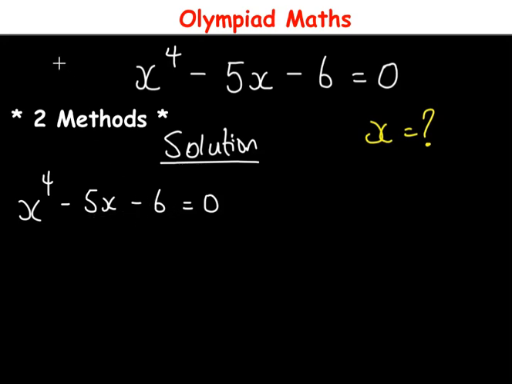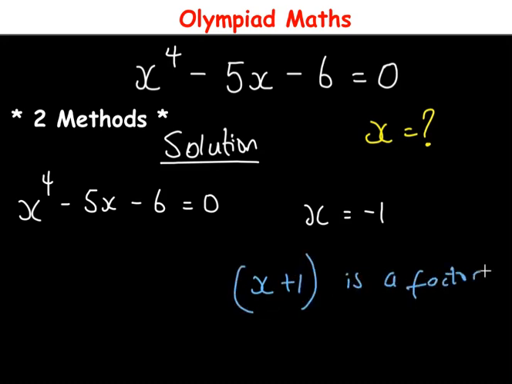From this equation, x equals minus 1 is one of the solutions for this equation, such that with this, x plus 1 is a factor for this equation, right? So to then find the other factor, we're going to make use of synthetic division.